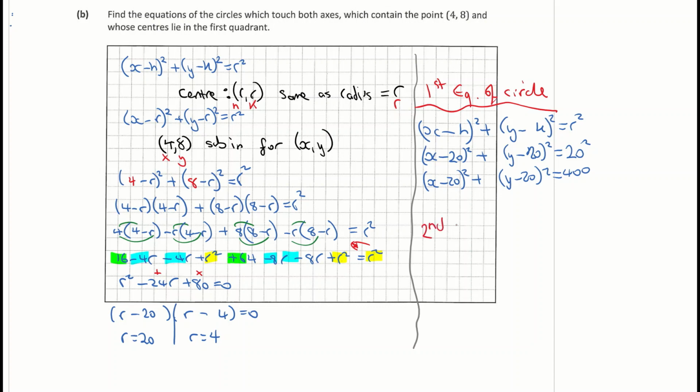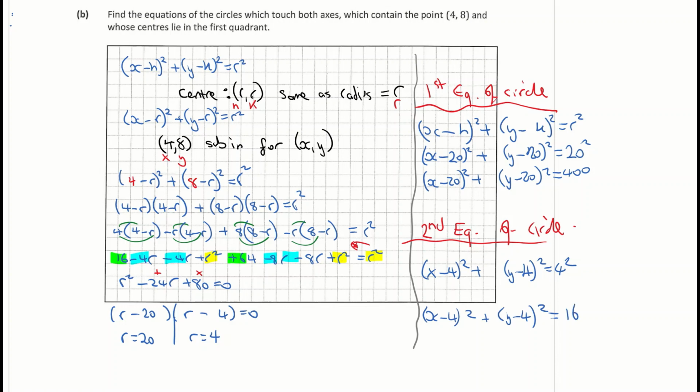My second equation of the circle is going to use the 4 this time. So it's going to be (x minus 4) squared plus (y minus 4) squared equals 4 squared, which is giving me (x minus 4) squared plus (y minus 4) squared equals 16.